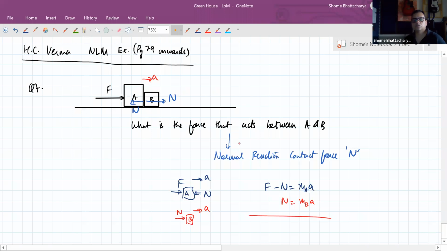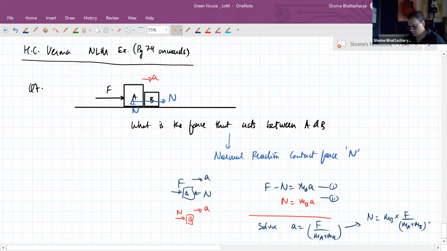Now these two equations, equation 1 and 2, you just solve them. Solving this, you will get acceleration as F upon m_A plus m_B. Substitute that in equation 2. You will get N is equal to m_B into F upon m_A plus m_B. That's that only. The way they've given the answer, that is it.